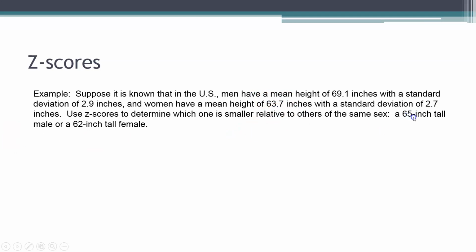So if we want to find the z-score for the male, that would be 65, because that's the value we want to find the z-score of, minus the mean divided by the standard deviation. That gives us negative 1.4138.